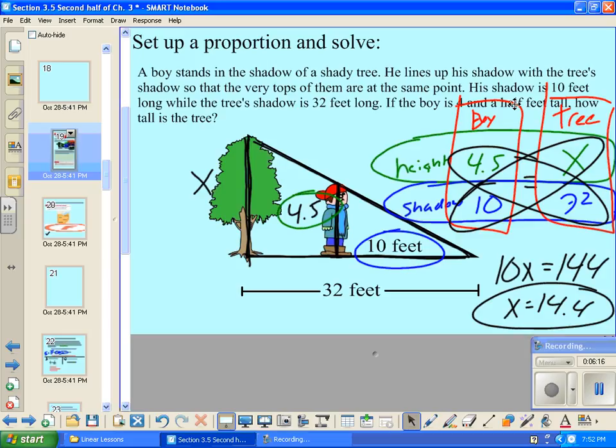Obviously, the tree should definitely be taller than the boy, so I should get an answer that is taller. That's another way you can check your problems, too. I mean, think about it: does your answer make any sense in this context? So, good, 14.4 is the answer for this first problem. But the main thing I want you to realize in this problem is that we stayed consistent to set up our proportion. That's why it worked out.